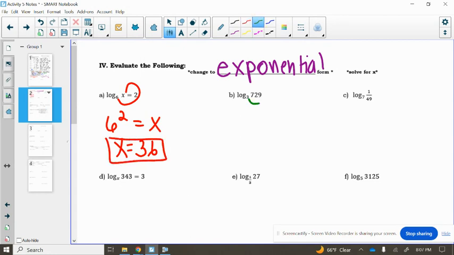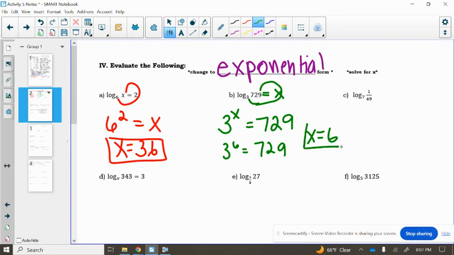For the next one, if we rewrite it, think about this equaling x. If we want to solve this, we would take 3 to the x power equals 729. Well, 3 to the 6th power is 729, so x is going to equal 6 this time.